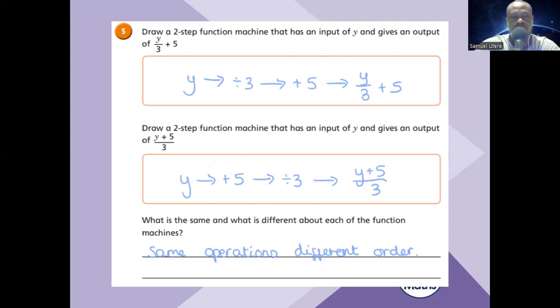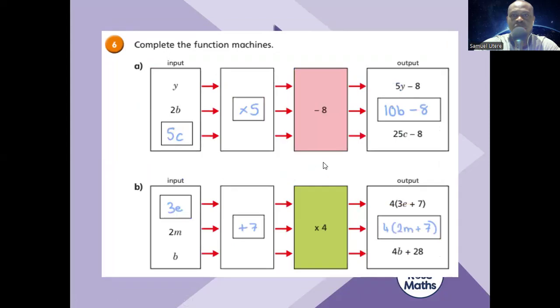And then you're asked, what is the same and what's different about each of the function machines? Of course, we can clearly see that it's the same operations but a different order. So the order of operations affects the result. Here is the answer to question 6.